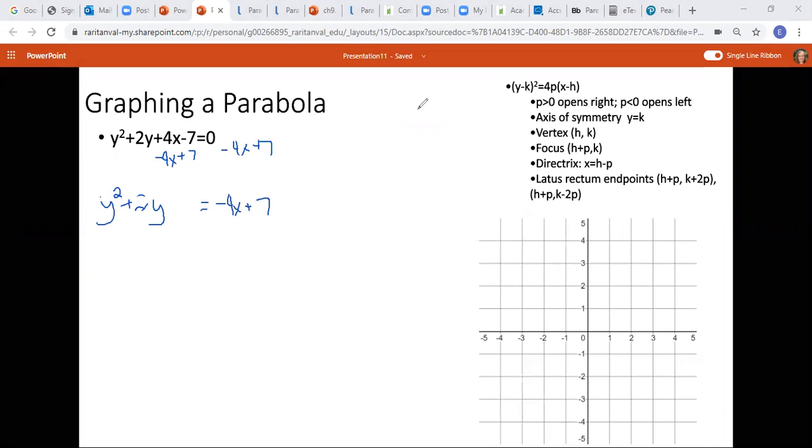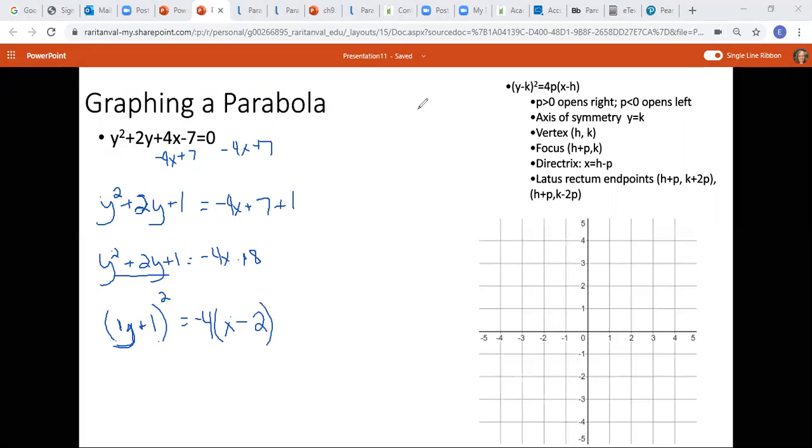Okay, so now I want to complete this square. I'm going to divide this 2 by 2. That's 1, and 1 squared is 1. So I'm going to add 1. To maintain the equality, I have to add 1 to this side too. So I get y squared plus 2y plus 1 is equal to negative 4x plus 8. I recognize this, I designed this to be a perfect square, y plus 1 squared. And this is equal to, I'm going to factor out a negative 4, and I get x minus 2.